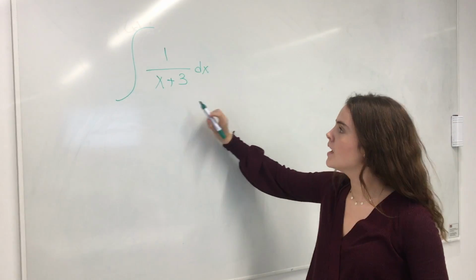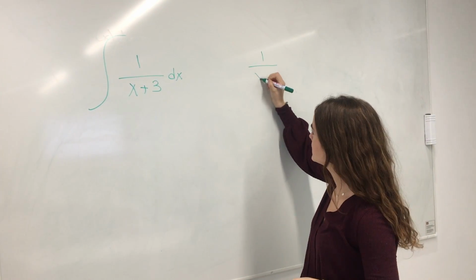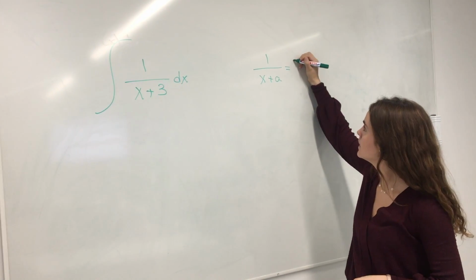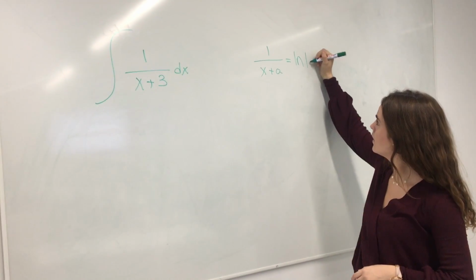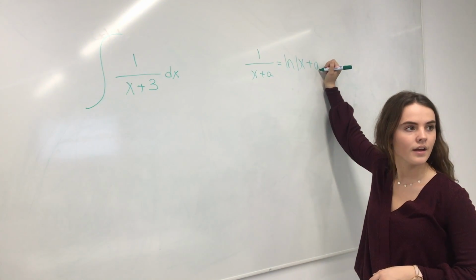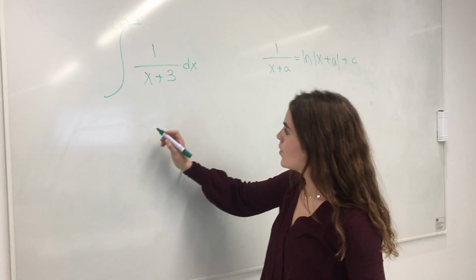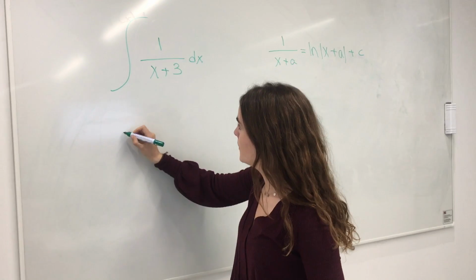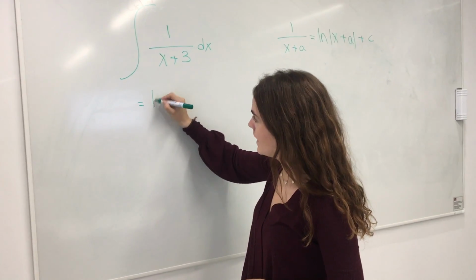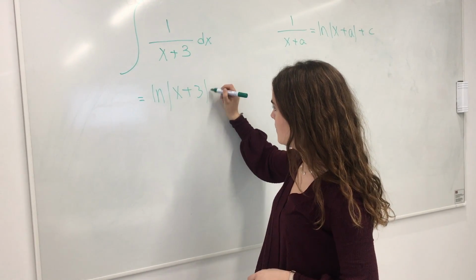To solve this problem, as the teacher explained, when we have 1 over x plus a, we have this formula, which is ln of the absolute value of x plus a plus the constant. So in this example, the integral of this would be ln of the absolute value of x plus 3 plus the constant.